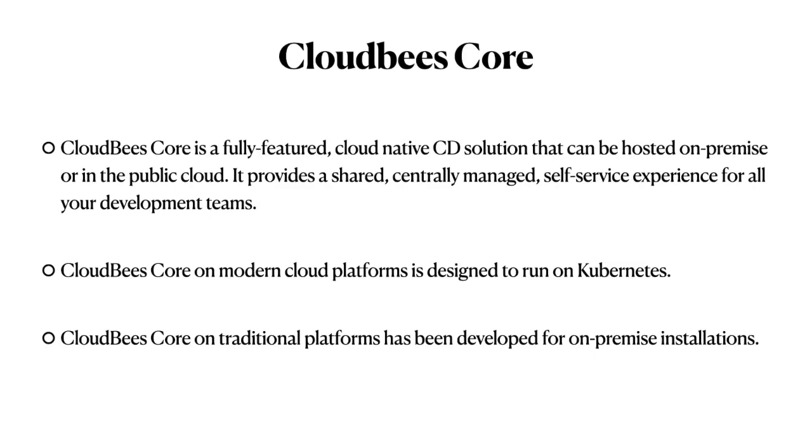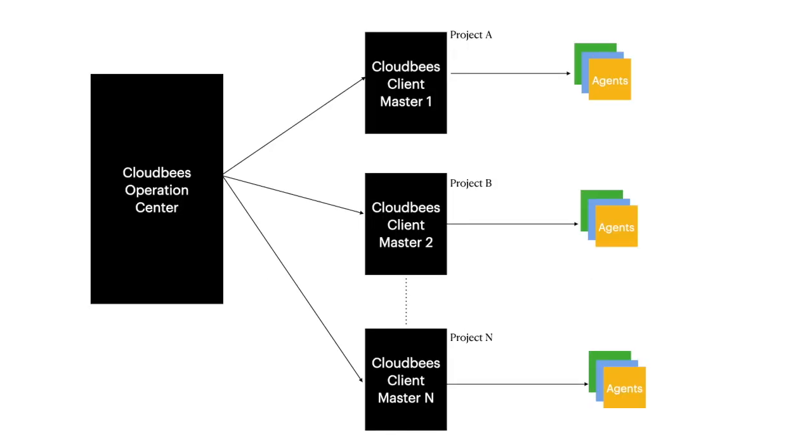CloudBees Core is a fully featured cloud-native CD solution that can be hosted on-premise or in the public cloud. It provides a shared, centrally managed self-service experience for all your development teams. CloudBees Core on modern cloud platforms is designed to run on Kubernetes. It is also built to run on a traditional platform, which can be deployed on on-premise installations as well. So this is a basic architecture of CloudBees Core.